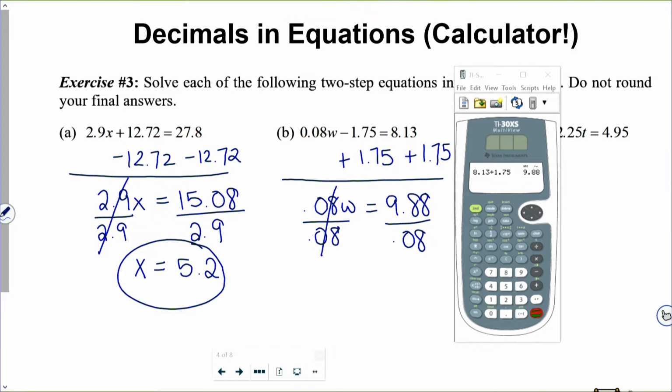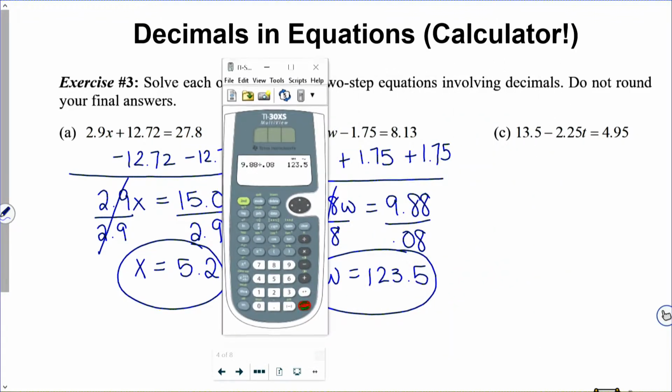That's going to cancel. And now let's see what I get. I'm going to clear this out really quick. I'm going to have 9.88 divided by 0.08. Enter. And W is 123.5. Whew, love it.